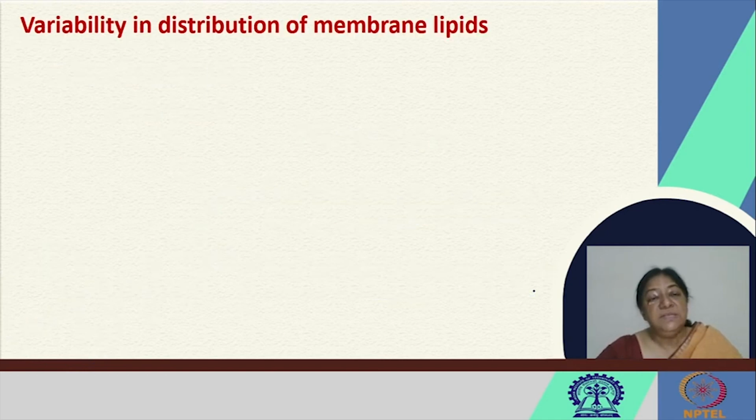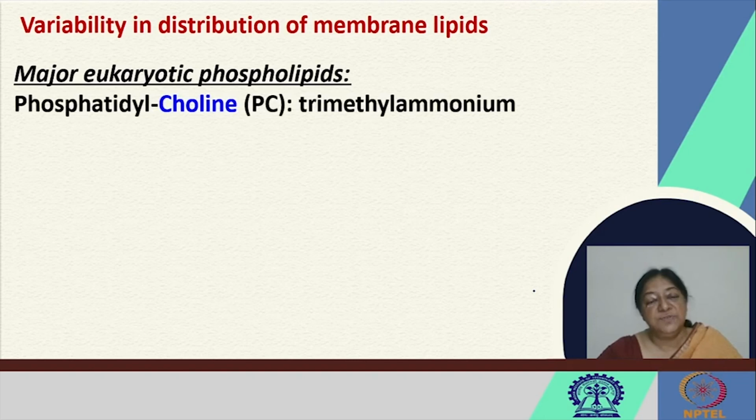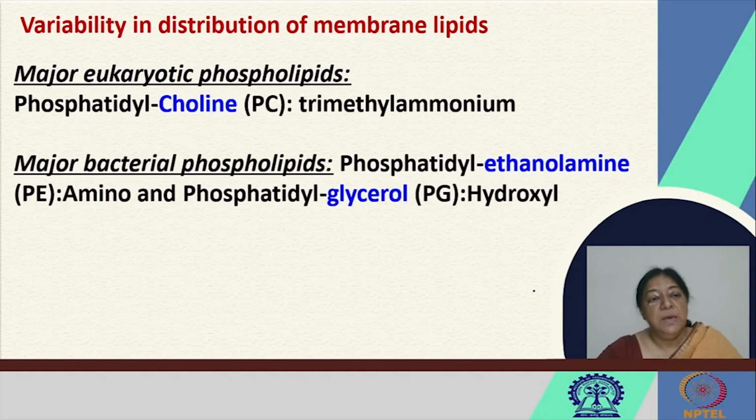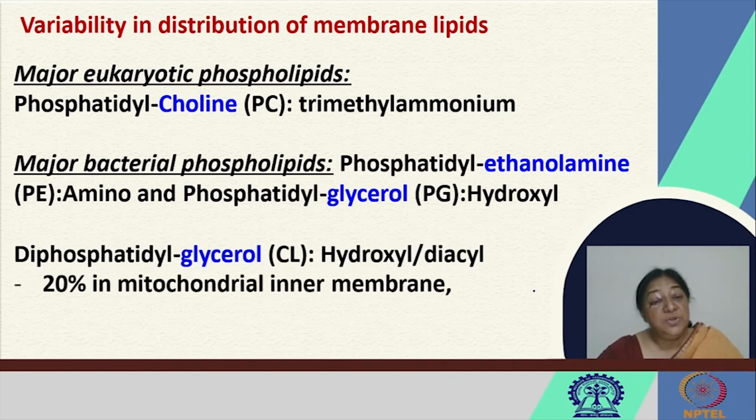So the variability in the distribution of the membrane lipids comes from the fact that it is based on the type of fluidity of the membrane, where we have major eukaryotic phospholipids. These are phosphatidylcholine mainly. Major bacterial phospholipids are a bit different in that they could be phosphatidylethanolamine or phosphatidylglycerol. Then we have the other types. And the mitochondrial inner membrane has this specific type of lipid.